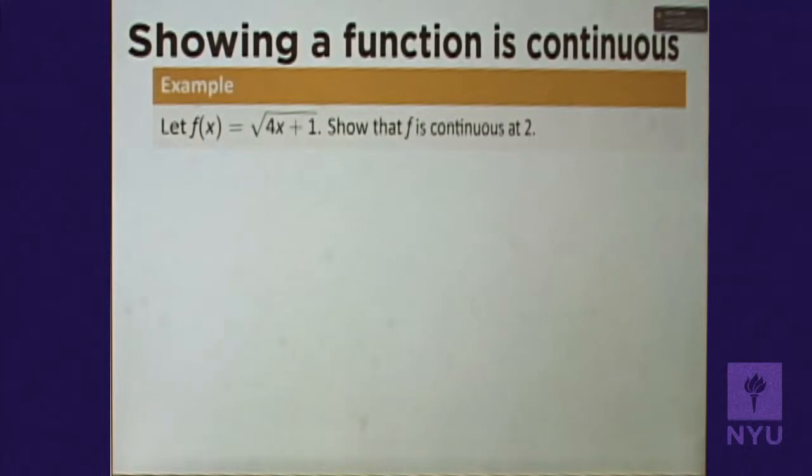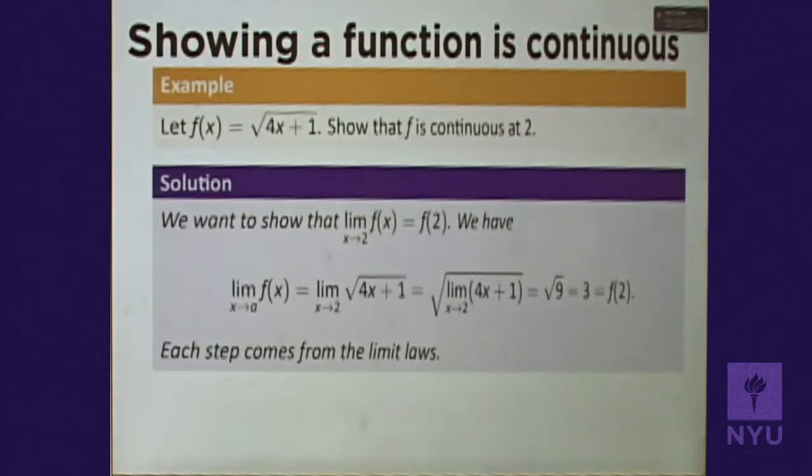Okay, how can we show that a function is continuous? Let's look at an example of doing that. We'll take the function f of x equals the square root of 4x plus 1, and the goal is to show that f is continuous at the point 2. Now how do we do that? To show that the function is continuous at 2, we must show that the limit of the function as x approaches 2 is equal to the value of the function at 2, that is f of 2.